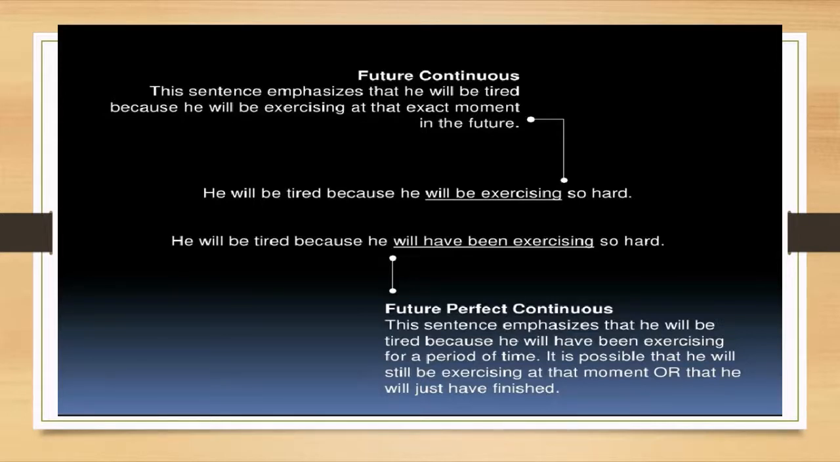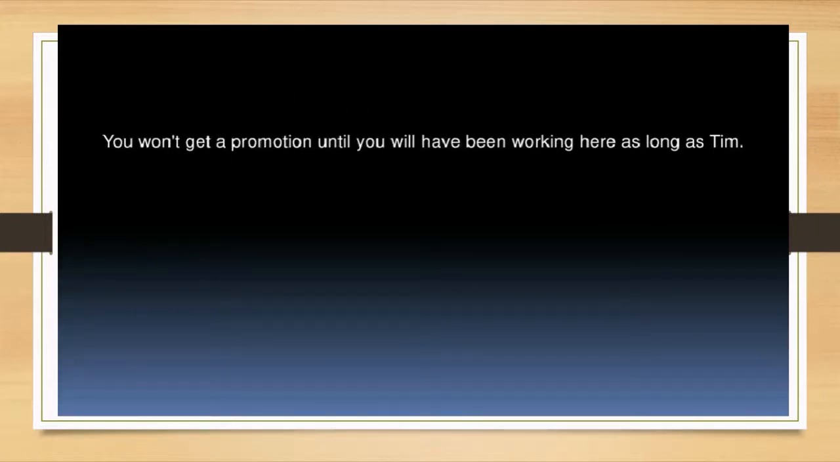So, future perfect continuous. In the last sentence, he will be tired because he will have been exercising so hard, which is future perfect continuous tense. This sentence emphasizes that he will be tired because he will have been exercising for a period of time. It is possible that he will still be exercising at that moment, or that he will just have finished. Okay, so here: you will not get a promotion until you have been working here as long as the team.